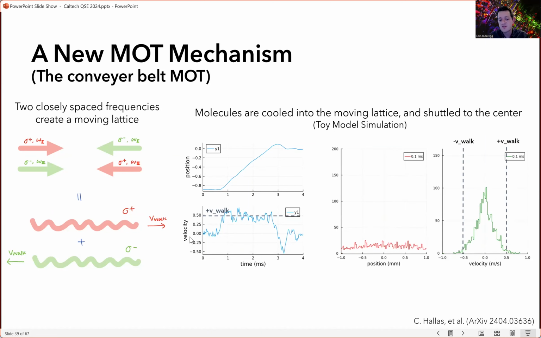You can also see this in terms of velocity: the molecules initially accelerated up to the lattice velocity and then dropped off in the center of the magneto-optical trap. You can also see this in this toy simulation, that as the molecules are compressed in this blue detuned magneto-optical trap, they're initially accelerated up to the lattice velocity before being dropped off in the center of the trap.